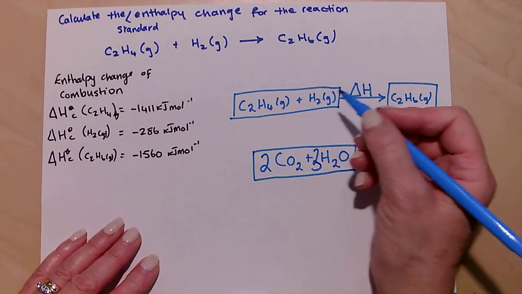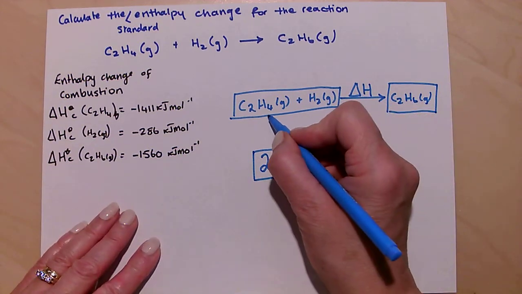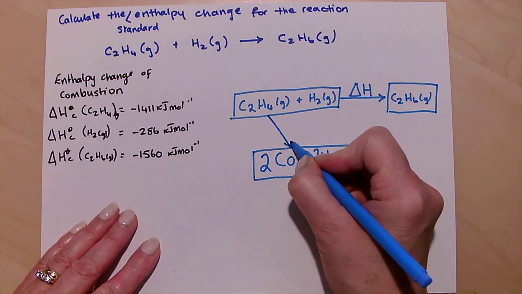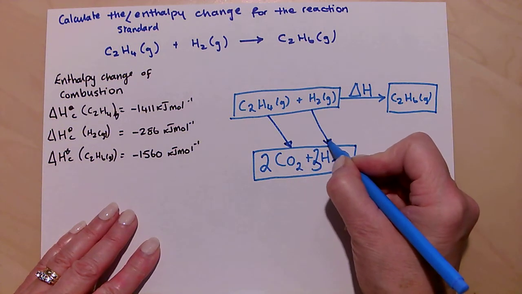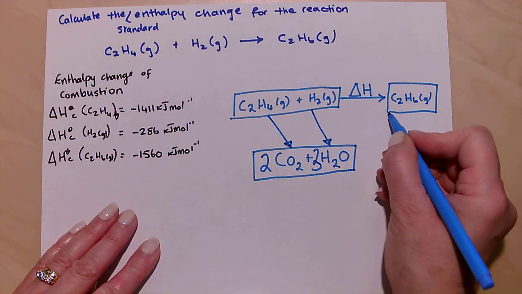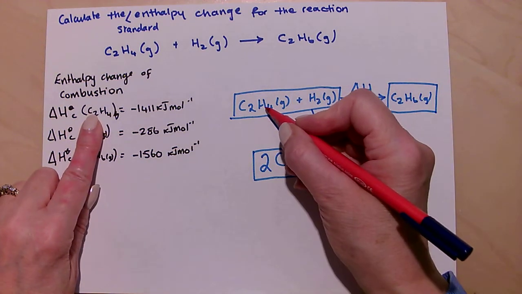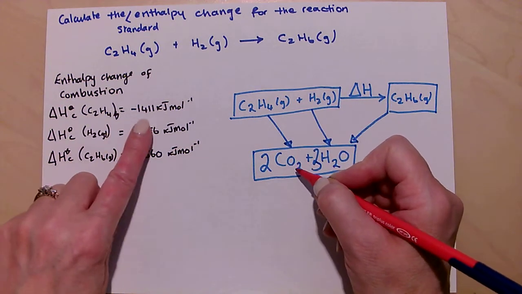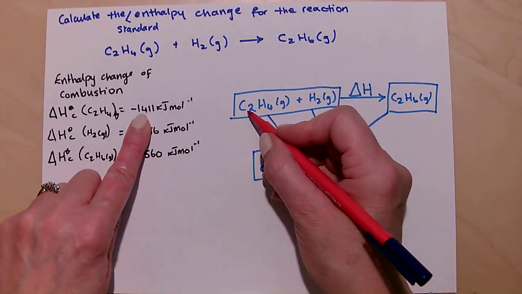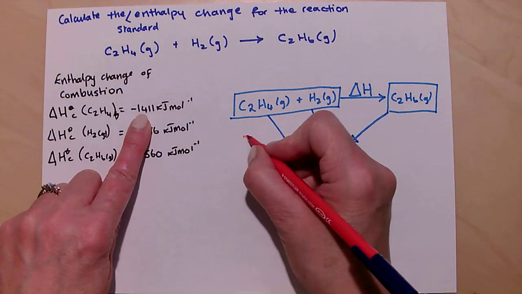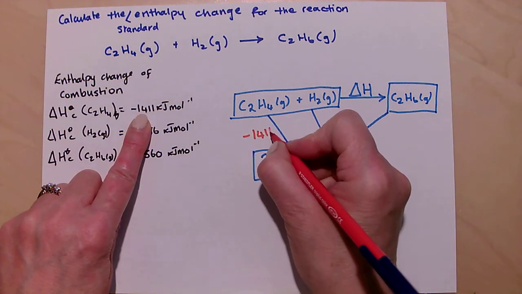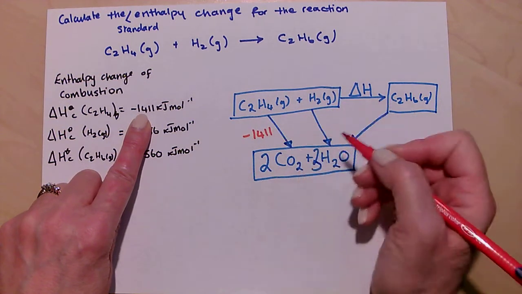Now, which way are we going? It's combustion data, so we're burning it. So we're going in this direction. And what are we doing with this? We're burning this, so we're going in this direction here. Okay, so what we can do is put the information we've been given on these arrows. So if we burnt C2H4, we would get carbon dioxide. We're only burning 1 mole of that, so 1411 kilojoules for the 1 mole that we burnt.